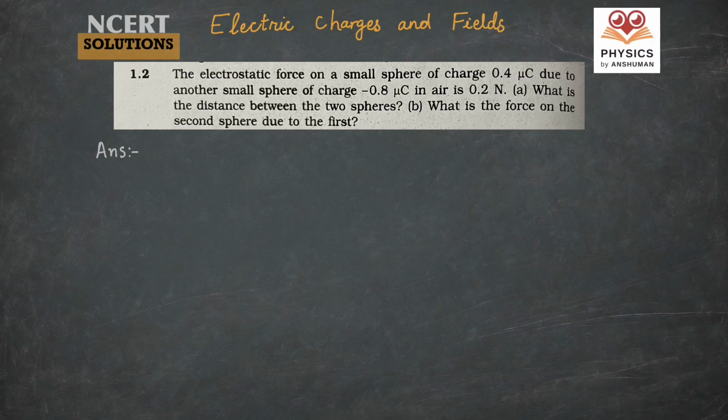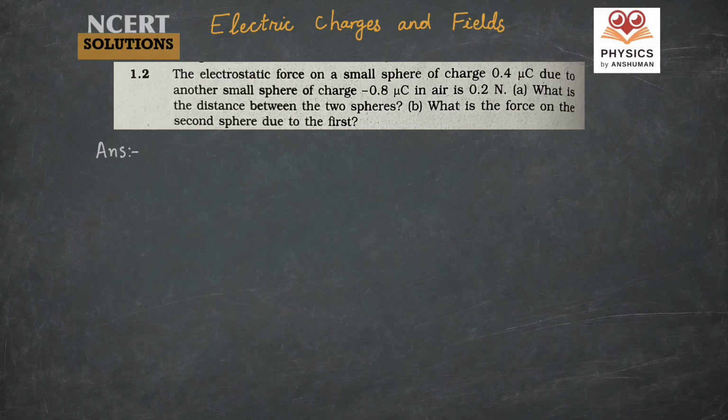Let us do question number 1.2. The question is, the electrostatic force on a small sphere of charge 0.4 microcoulomb due to another small sphere of charge minus 0.8 microcoulomb in air is 0.2 Newton. A. What is the distance between the two spheres? And B. What is the force on the second sphere due to the first?